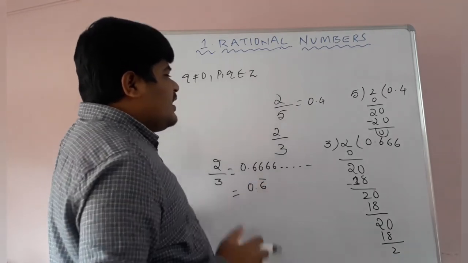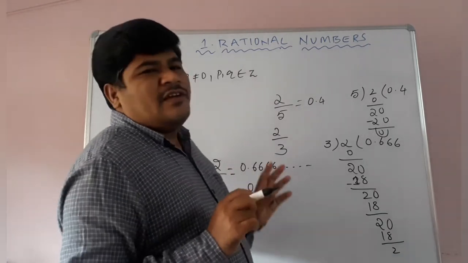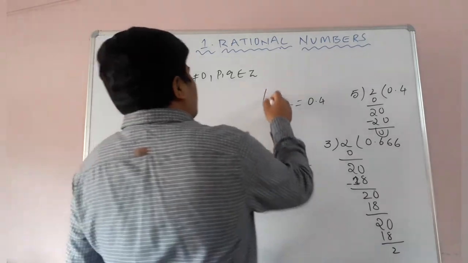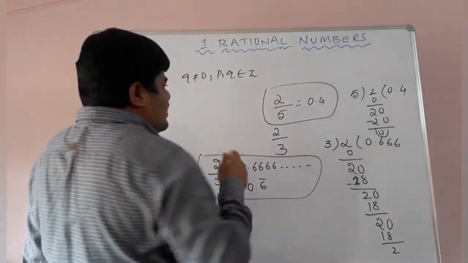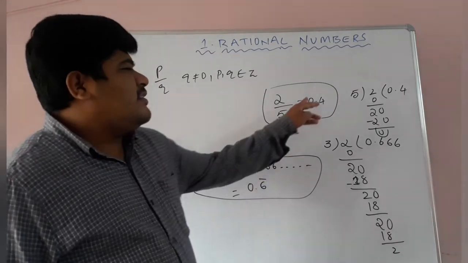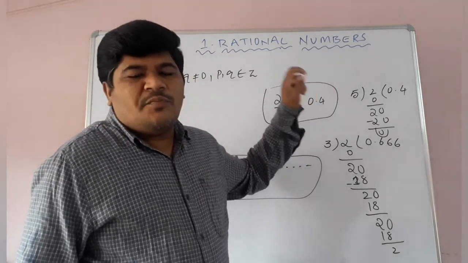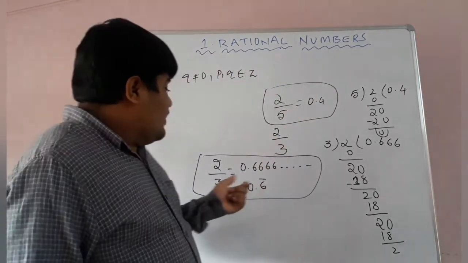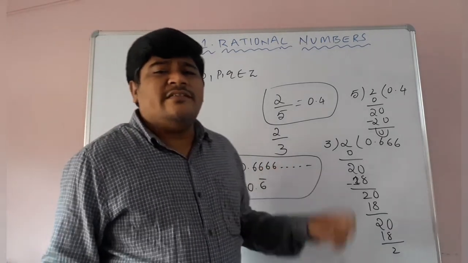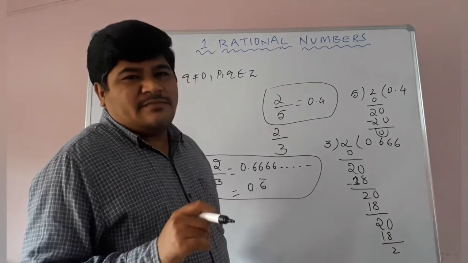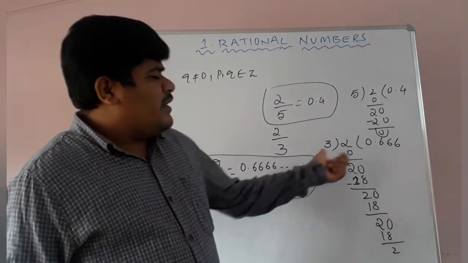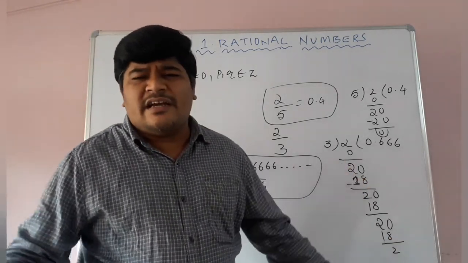And children, these are the two types of decimals. 2 by 5 is a rational number, and 2 by 3 is also a rational number. But what are their decimal forms? Here it is terminating: 0.4 is the terminating decimal. 0.6666 and so on is the non-terminating repeating decimal. It is not terminating because it goes on continuously, getting the same remainder again and again.